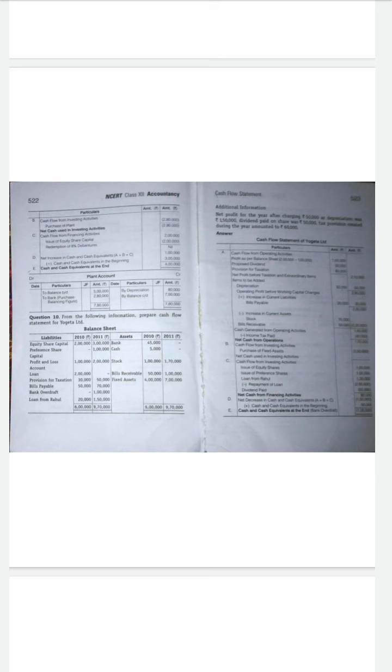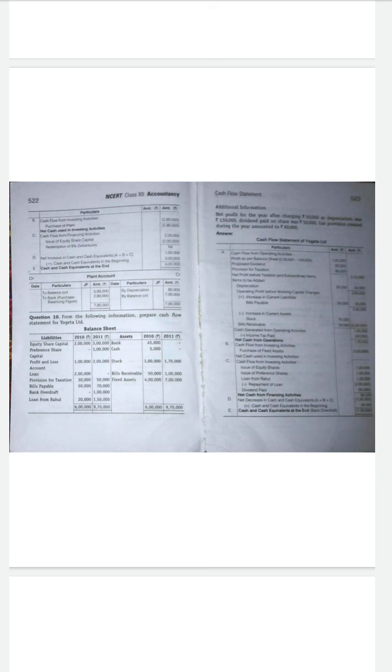So only they are putting the bracket, 2,00,000. It indicates the amount which is going outside, and there is a dividend paid. See the additional information. Dividend paid is 50,000. Dividend paid means an amount of 50,000 is going outside. So here also we have to put the bracket because the amount is going outside. Understood? Now we have to calculate the net cash from financing activity.